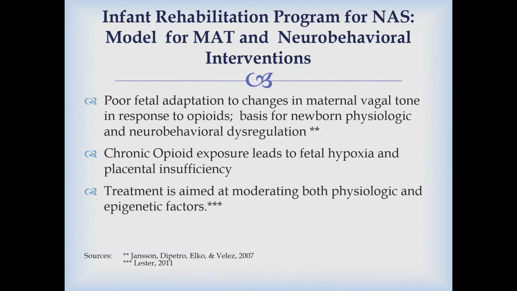There's a beautiful article that came out by Jansen out of Johns Hopkins in 2007, and she talked about the basis for NAS and dysfunctional neurobehaviors in newborns. She feels that it's due to poor fetal adaptation to changes in maternal vagal tone in response to opioids. She feels that this is the basis for the newborn physiologic and neurobehavioral dysregulation. She also mentioned that chronic opioid exposure may lead to placental insufficiency, and that treatment should be aimed at moderating both physiologic and epigenetic factors.